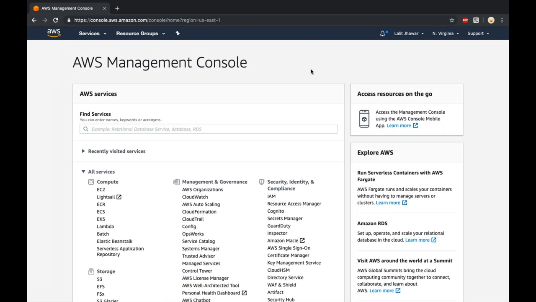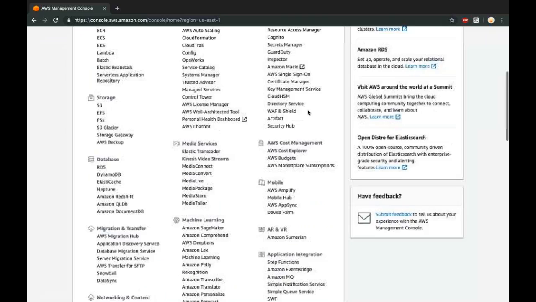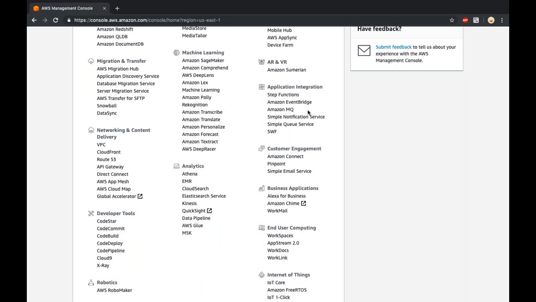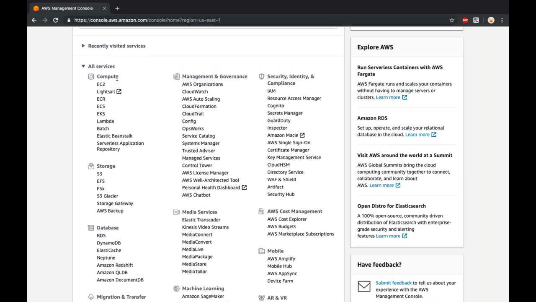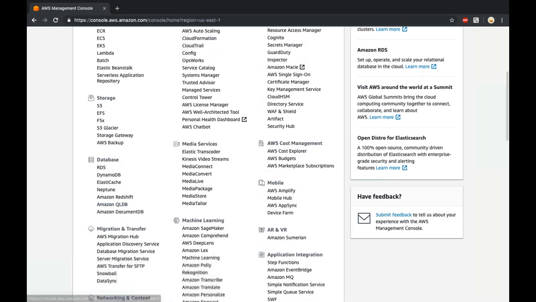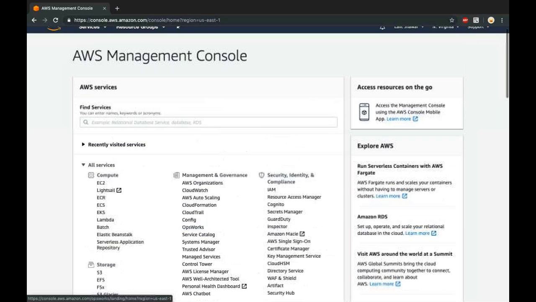So once you have an AWS account, once you log in, you'll see this is the AWS Management Console. And there are a lot of services available. You can see these are all the services. There are a few services available for computing, storage. We have lots of services, database, migration and transfer. There are a lot of services available.